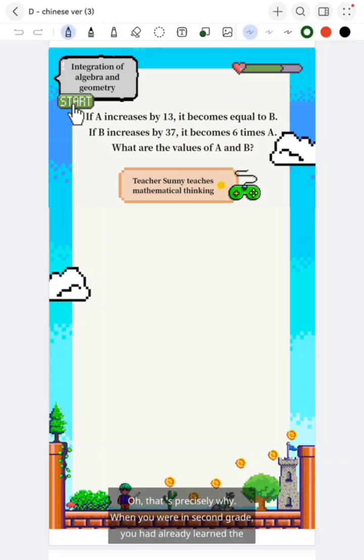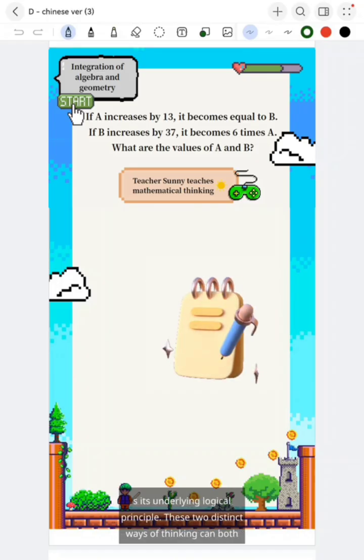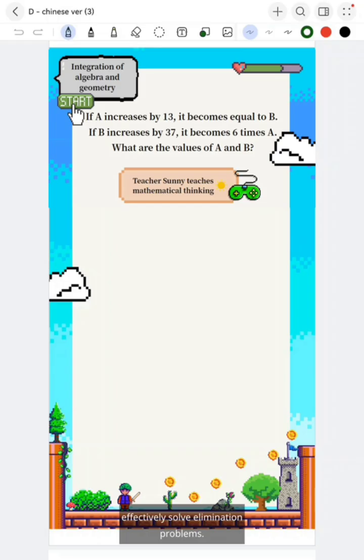That's precisely why, when you were in second grade, you had already learned the fundamental concept of equivalent substitution with quantities in geometry. That's its underlying logical principle. These two distinct ways of thinking can both effectively solve elimination problems.